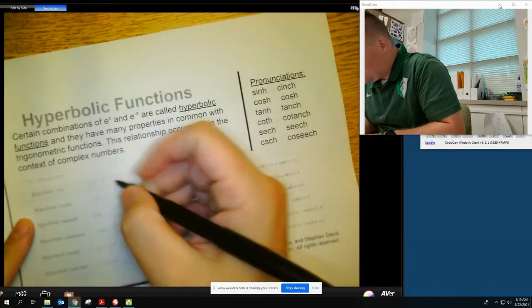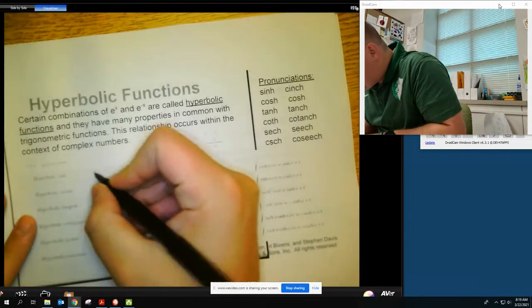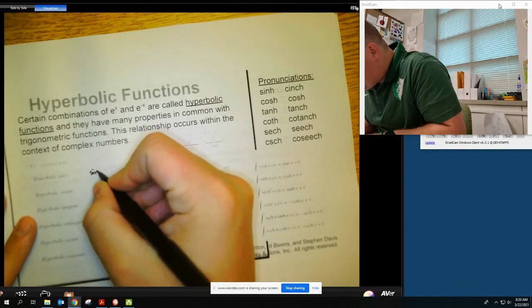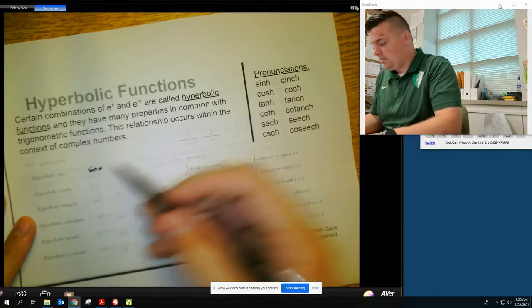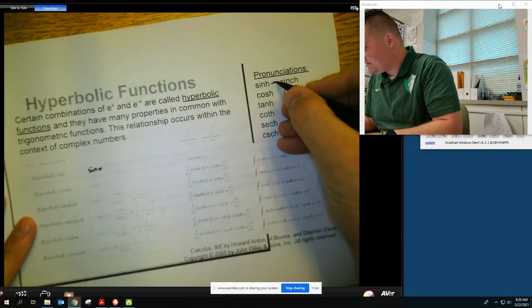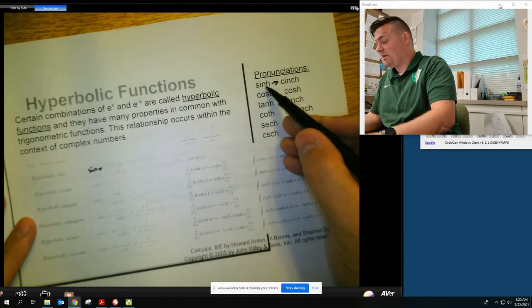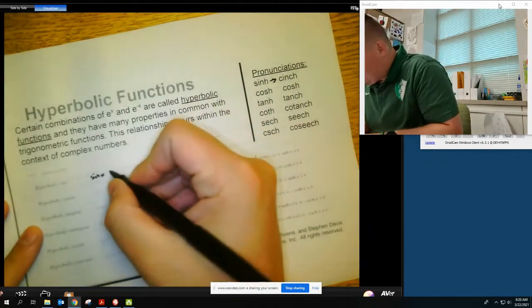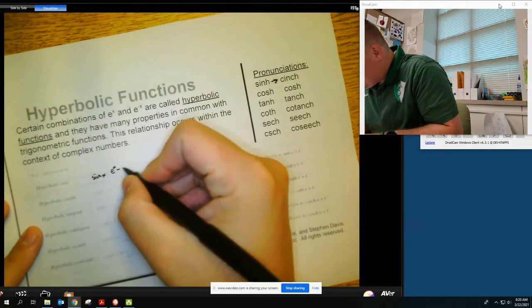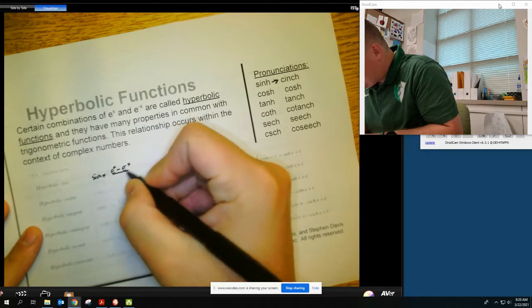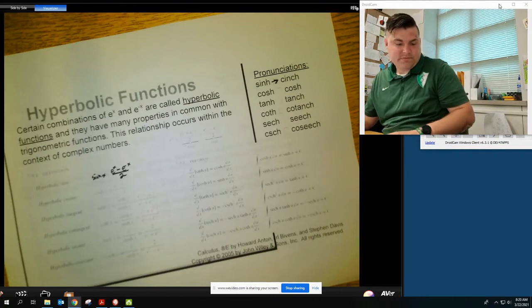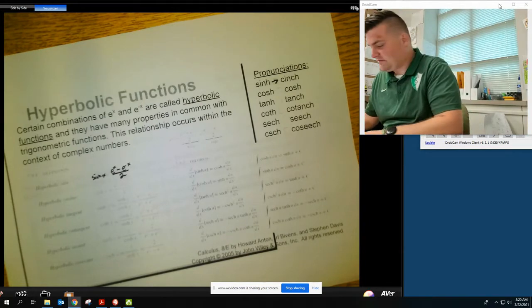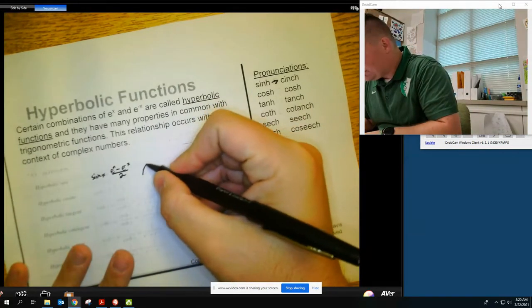So here's what we need to know. I know my copy didn't print out super nice, so you're not going to be able to see this in the video, but hyperbolic sine, which is denoted with a little h at the end, is pronounced "cinch." So sine with an h is cinch. That's going to be e to the x minus e to the negative x all over 2. So that's what that really looks like. And as far as the graph is concerned, it looks like this.